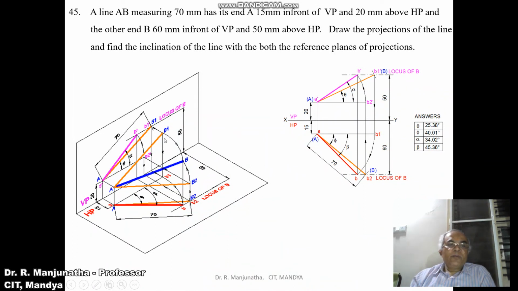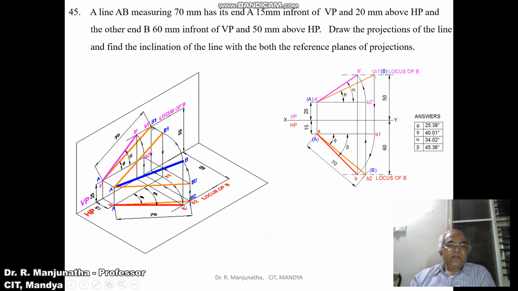When you look from the top view, you can see A is in front of VP by 15 mm, B1 is also in front of VP by 15 mm. So this is the top view line, which is parallel. So its corresponding front view will be the true length. You are going to get this.